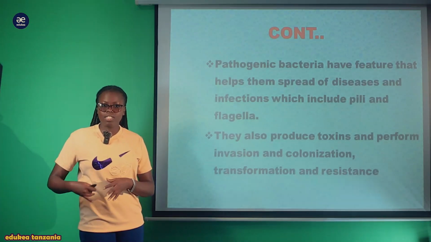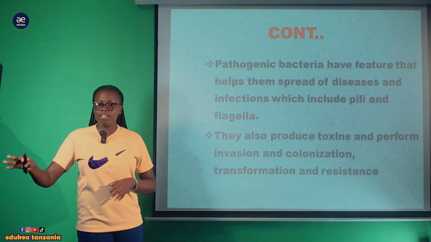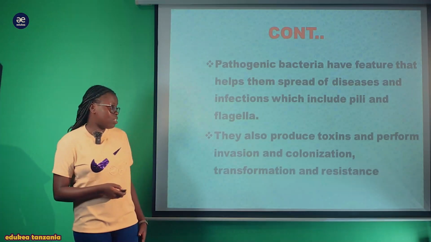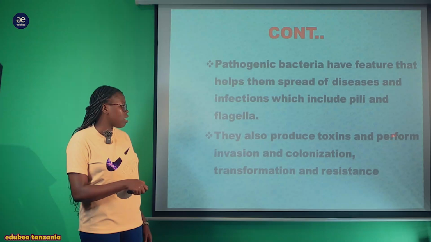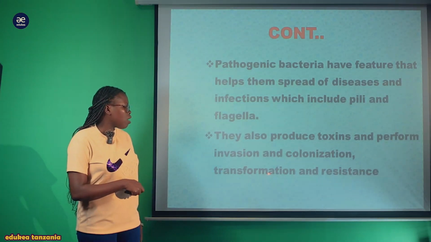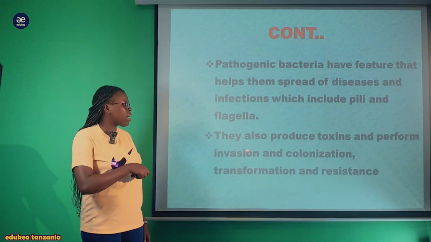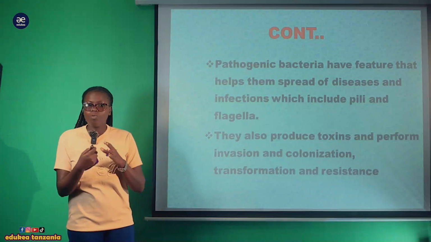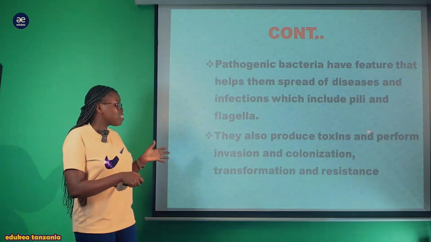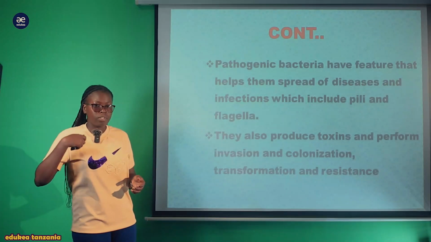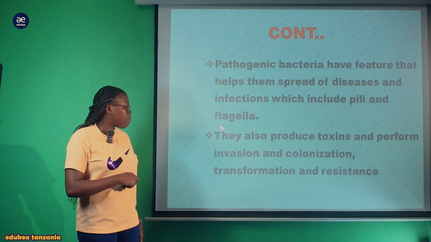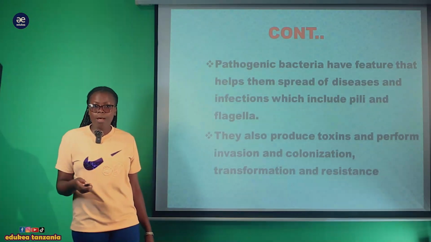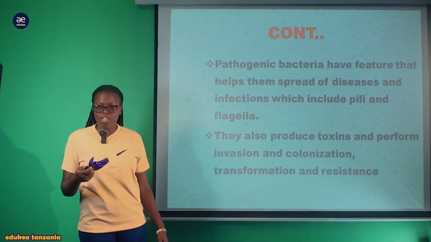Then the second function is attachment. They also produce toxins and carry out invasion and colonization, as well as transformation and resistance. So those are the mechanisms used by bacteria to transmit their disease. Now let us see how these toxins are used in invasion of the host cell, colonization, transformation, and resistance, and how they are used in transmission of diseases by pathogenic bacteria. Also, there is the fimbria or pili. Pili are hair-like structures on the surface of some bacteria.